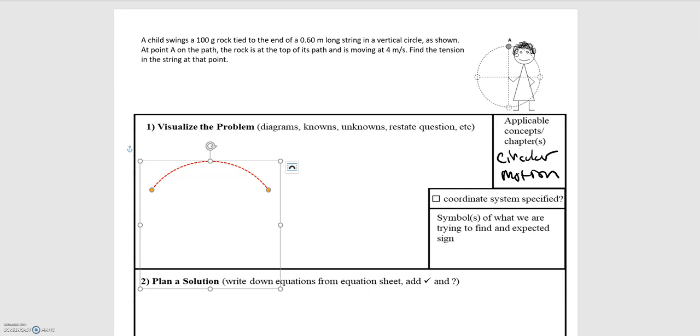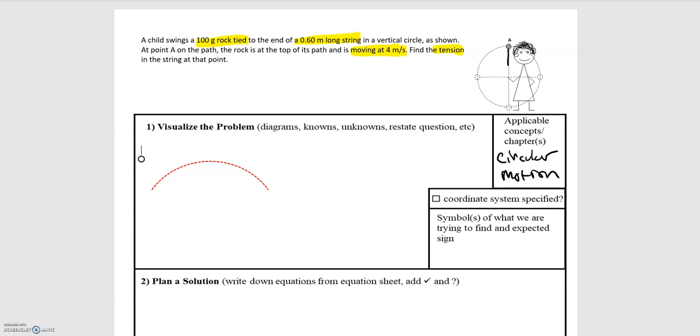So in this video, we'll be going over the example of a child swinging a rock. A child swings a 100-gram rock tied to the end of a 0.6 meter long string. It's moving in a circular path, and we're asked to look at when the rock is at point A. We're told that at that point, it's moving at a speed of 4 meters per second. We're asked to find the tension in the string.